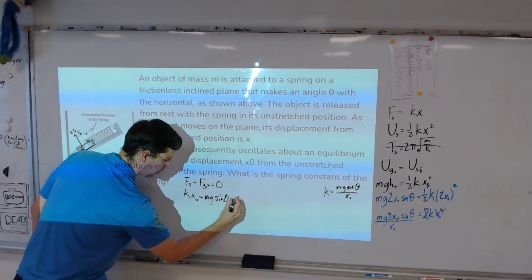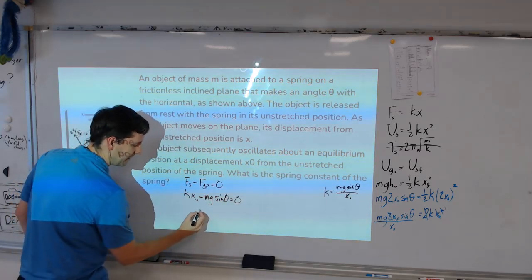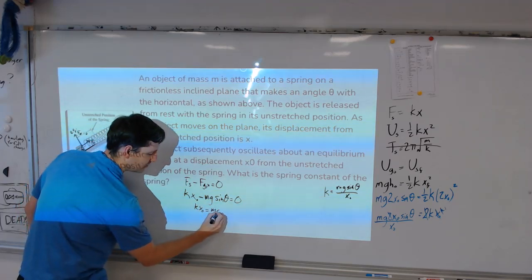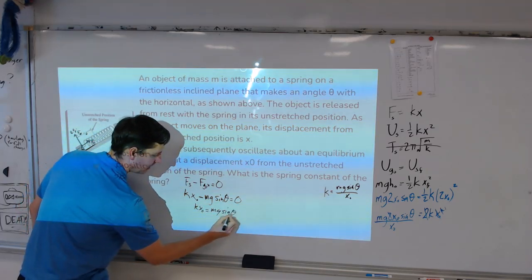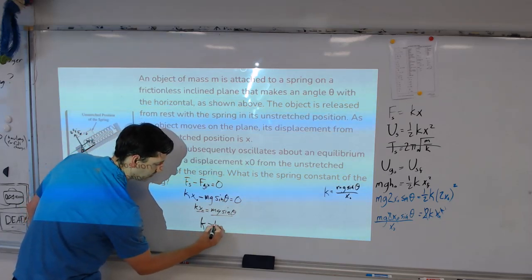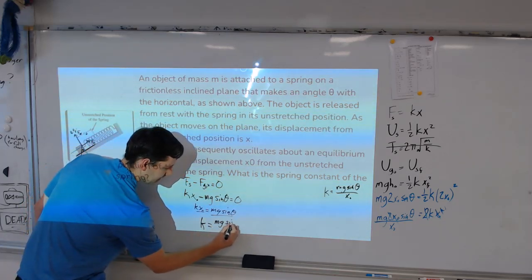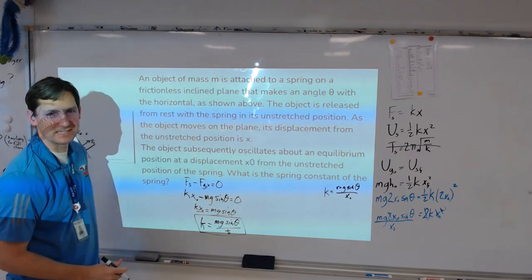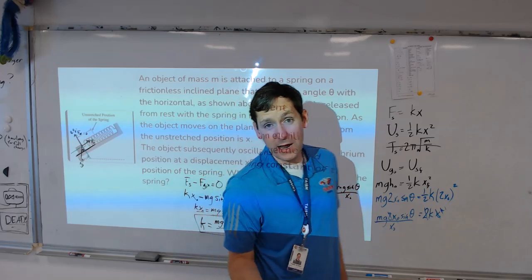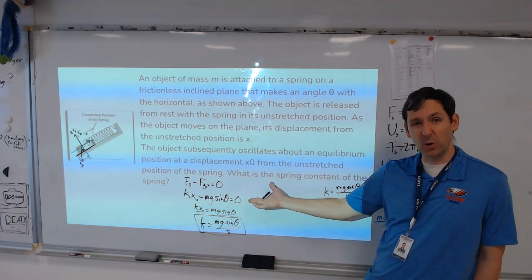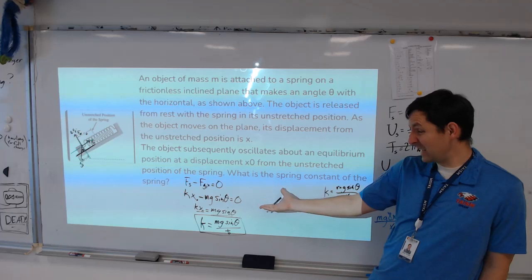And holy smokes, we add the mg sine theta to the other side. We have kx naught equals mg sine theta. We divide by x naught, and we get k equals mg sine theta over x naught, which is the same thing that we got previously, right? So 2 different ways to do this problem. As it turns out, the one that I thought was going to be harder, more complex, ends up being the easier way to do it.